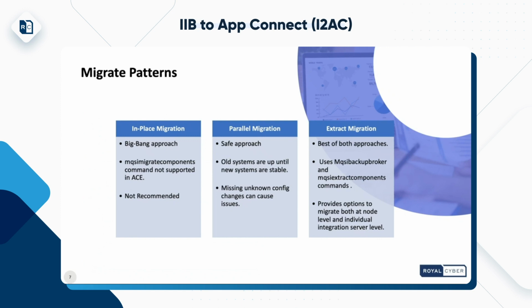Okay, what are some of the migration patterns that we have seen? So we've seen actually three different patterns: in place migration, parallel migration, and extract migration. Now let's talk about what is in place migration. So it's a big bang approach where the existing installation is overlaid with a new version.